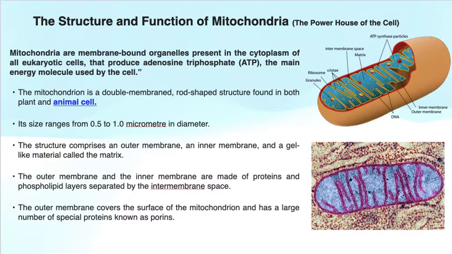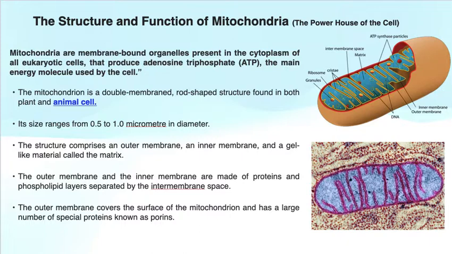Coming to the powerhouse of the cell, which is called mitochondria. The structure of mitochondria and functions. Mitochondria are membrane-bounded organelles present in the cytoplasm of all eukaryotic cells, that is, the true cells. They produce adenosine triphosphate, ATP, which is energy, the main energy molecule used by every cell. The mitochondria is double membrane, as we said.